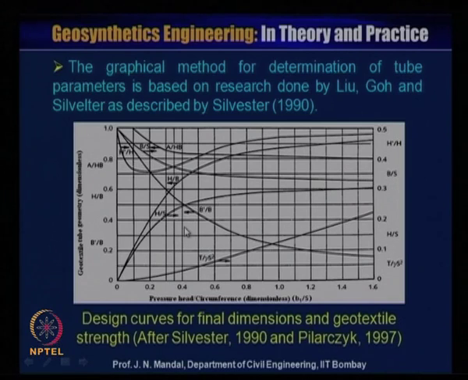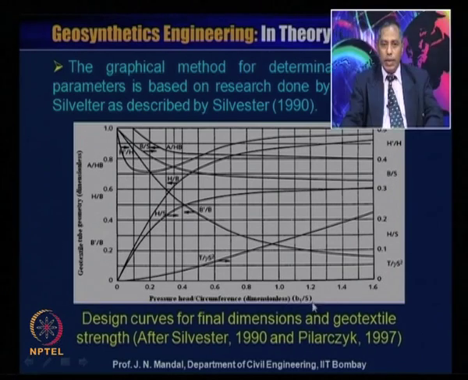This is after Sylvester 1990 and Pilarisky 1997. This is a graphical method for the determination of geotextile tube parameters, based on the research done by Liu, Go and Sylvester, as described by Sylvester 1990. This is the pressure head and the circumference, that is the dimensionless B1 by S, on the x axis, and this is the geotextile tube geometry, this is also dimensionless.